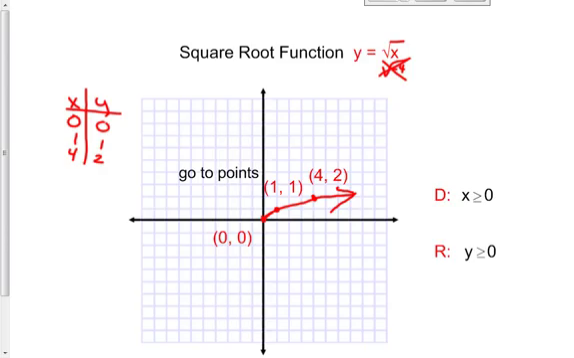The domain, x numbers must be positive, so greater than or equal to 0. Can't do anything back here. Negatives don't work. Greater than or equal to 0, and the range also, if you notice, we have everything that is above this line that represents y greater than or equal to 0.